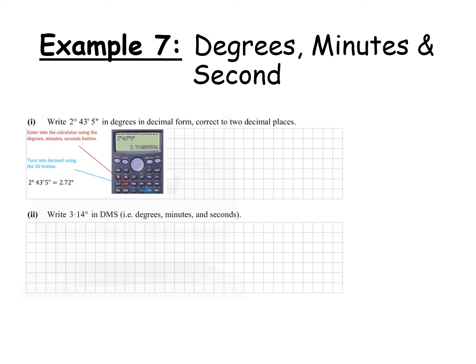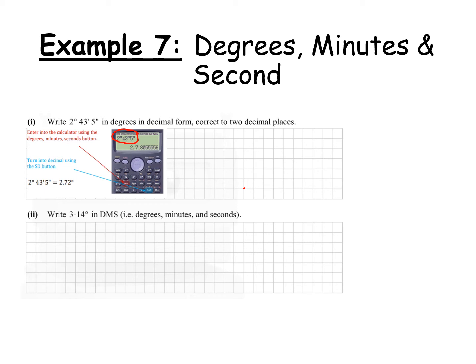In your calculator, you enter in 2 degrees, 43 minutes and 5 seconds using the degree, minute, second button. So you write 2 and then press the degree, minute, second button, 43 and then the degree, minute, second button, and then 5 and the degree, minute, second button. What it will look like when you type it in is this, and then you simply press equals. You use your S to D button, so your standard to decimal button, to convert that into its decimal, which we can then write to 2 decimal places.